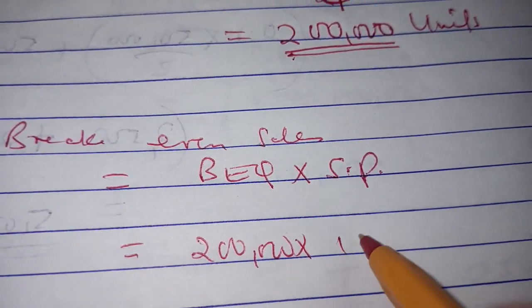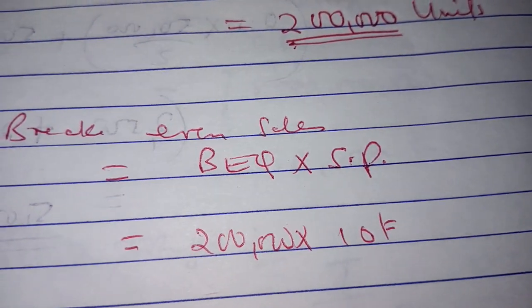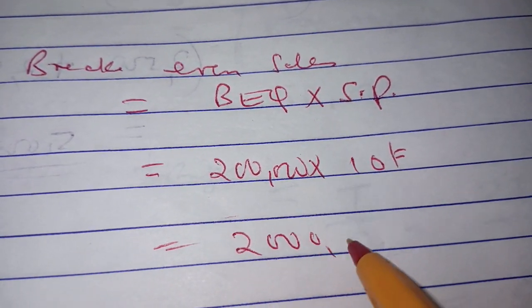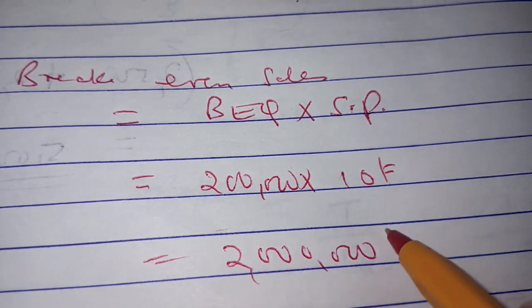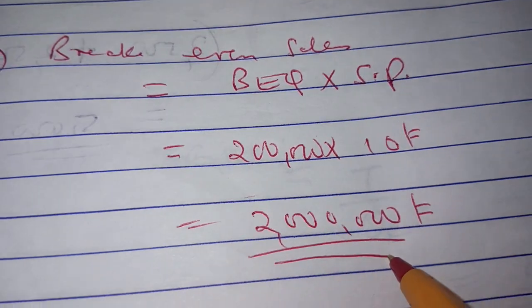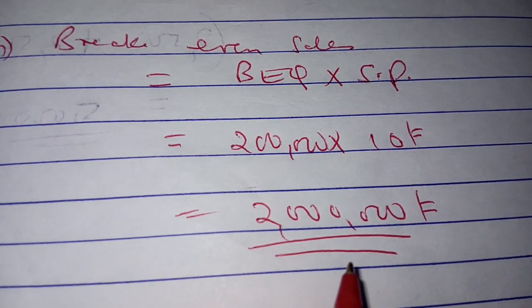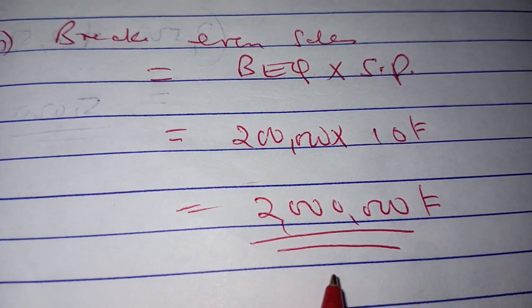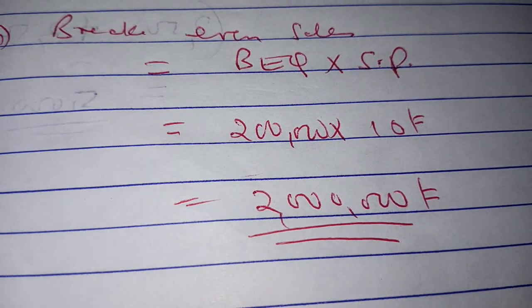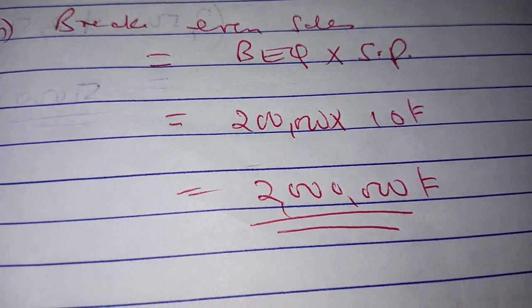Therefore, this gives me 200,000 multiplied by 10 shillings. This gives me 2 million shillings as my break-even sales. So at the point where I have total revenue equal to total cost, that is when I will get the sales as 2 million shillings.